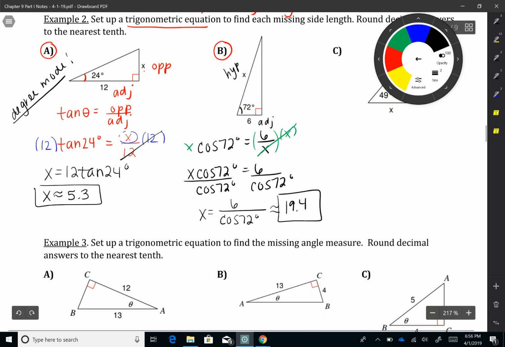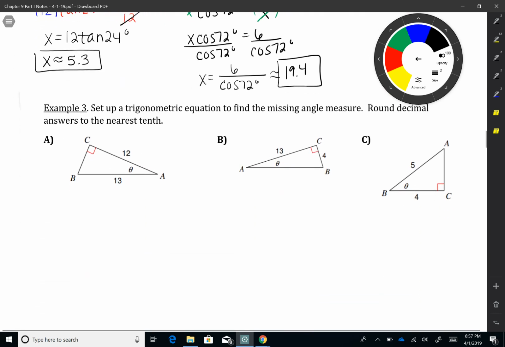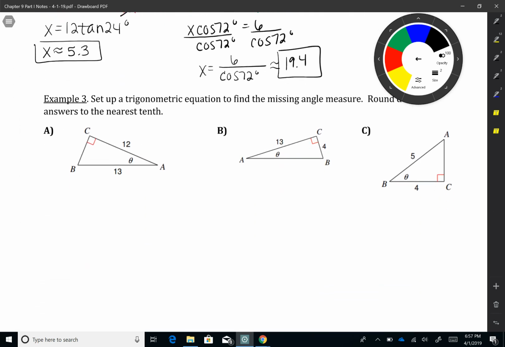Okay, that is finding missing side lengths. We can also use trig to find missing angle measures. So let's look at example 3. Set up a trig equation to find the missing angle measure. Round answers to the nearest tenth.